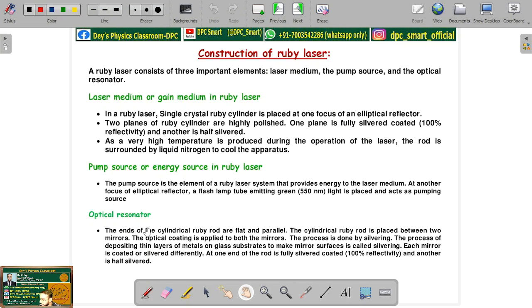Now, the construction of the ruby laser. The ruby laser also consists of 3 important elements like other laser systems: the laser medium, that is the gain medium, the pumping source, and the optical resonator.